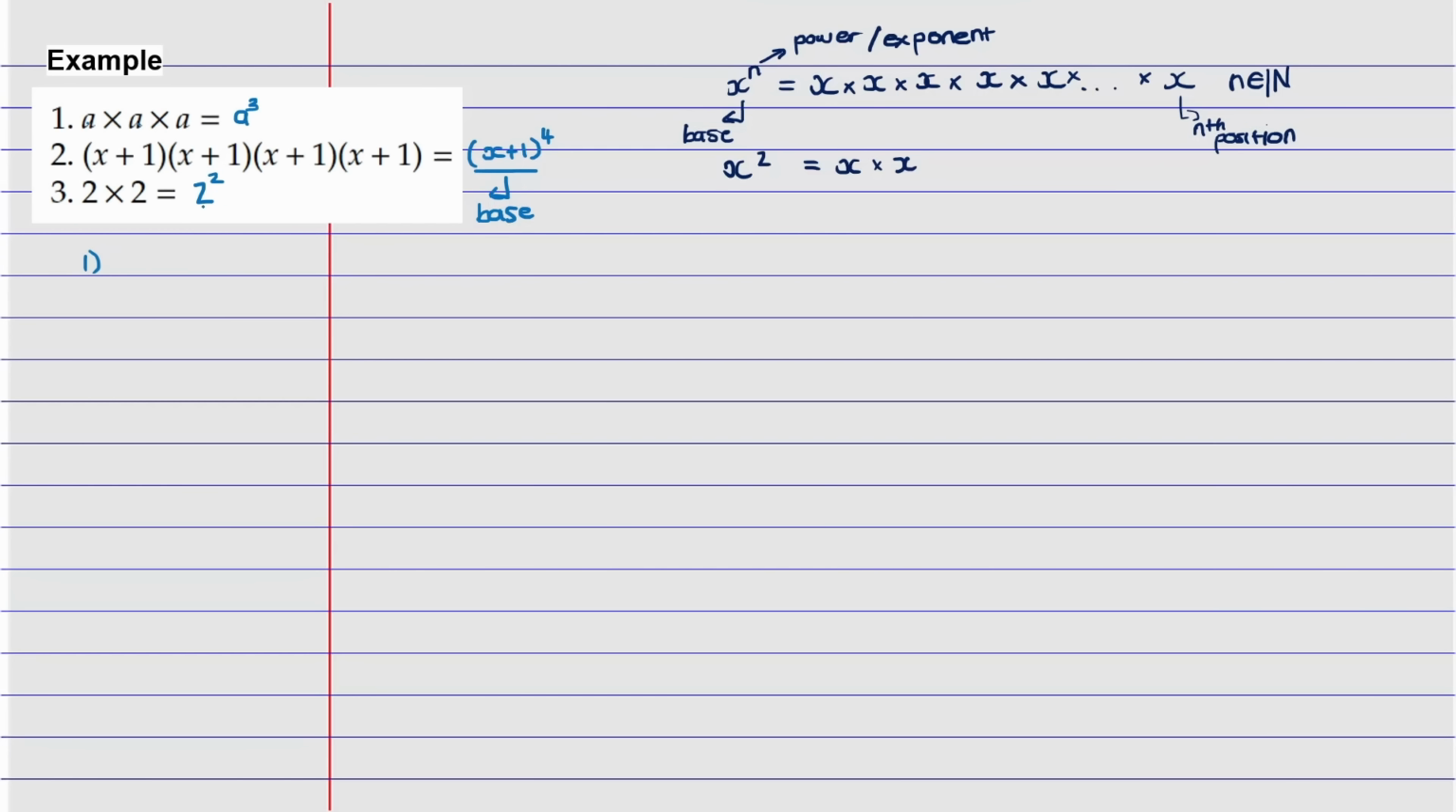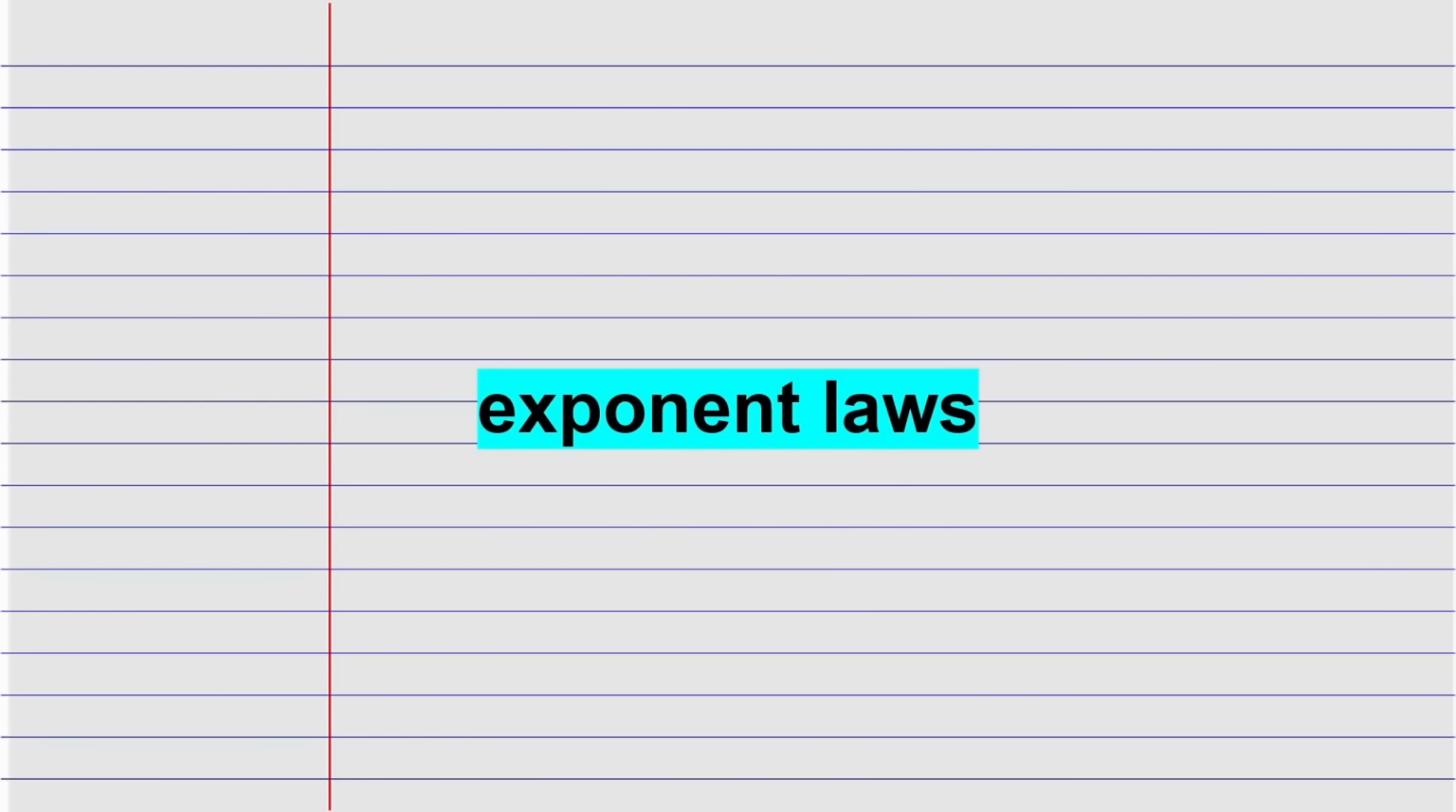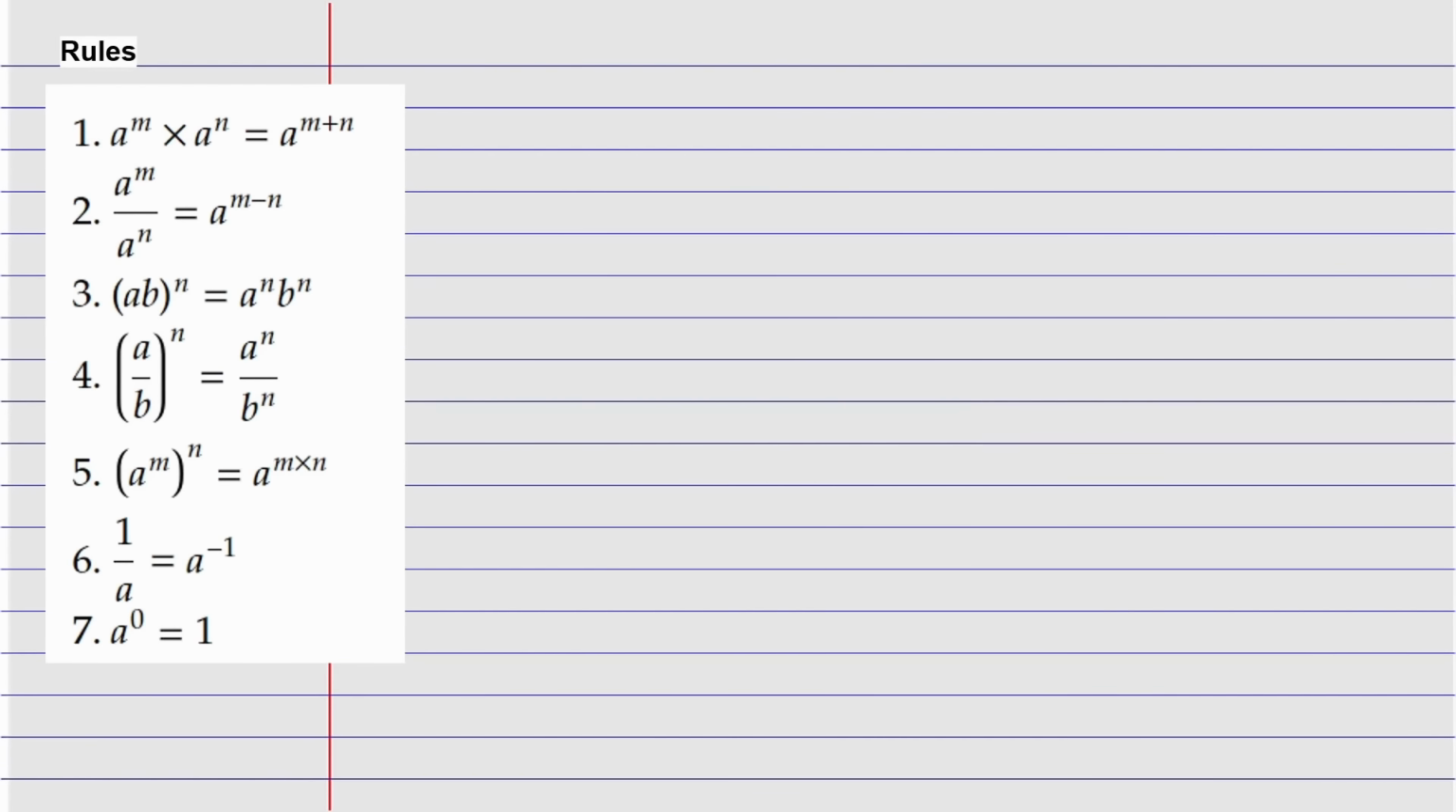Where this 2 here is our base, and also our exponential is 2, right? I hope that makes sense. So now we're going to do exponential laws, right? With exponential laws, these are the different laws. So these are the laws.